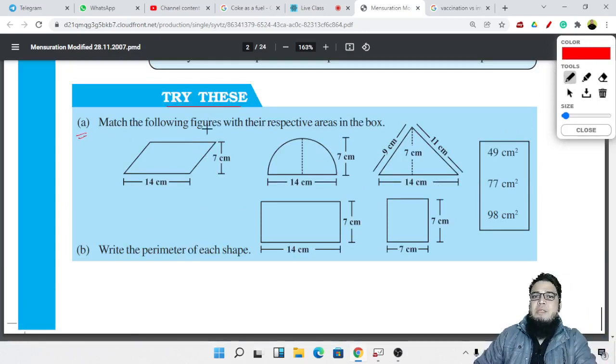It is saying match the following figures with their respective areas in the boxes. Now this is a parallelogram. Here the base is given and the height is given. So what will be the area of the parallelogram here?